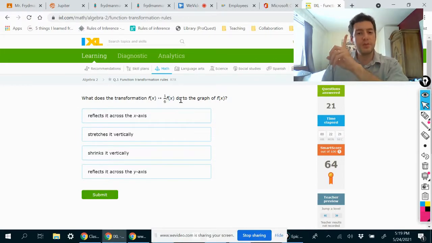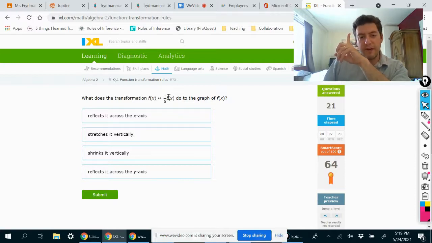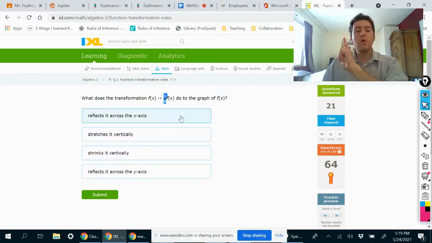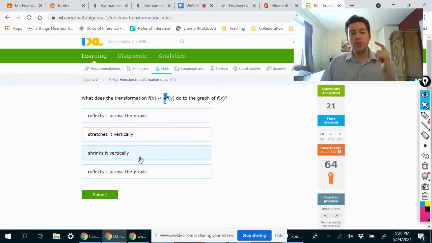Notice something else which is important. When we have a number on the outside which is less than 1, the absolute value is less than 1, that would shrink it. And if we had a number on the outside where the absolute value was greater than 1, that would stretch it. But it's the opposite when it's inside the argument.